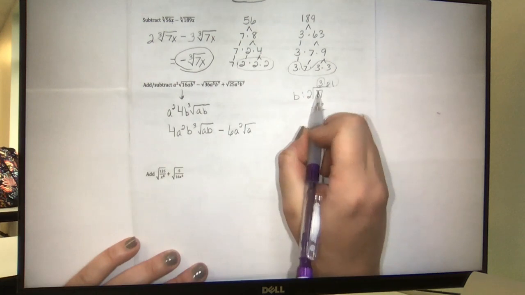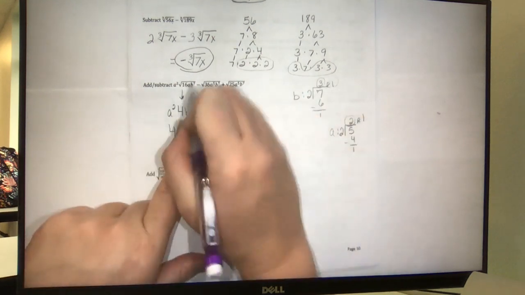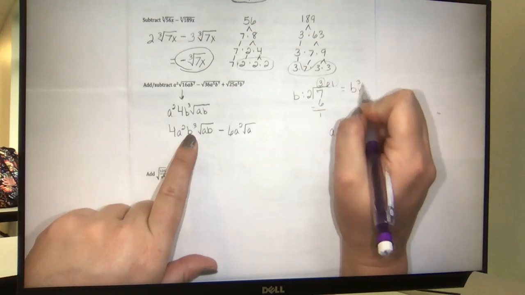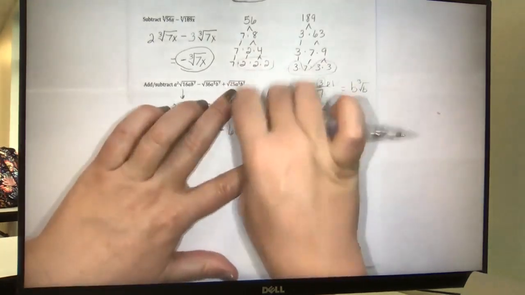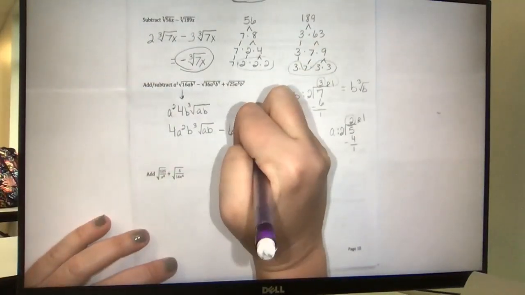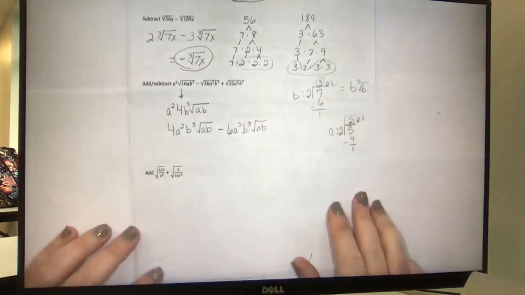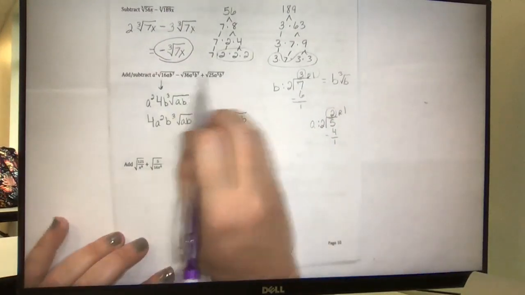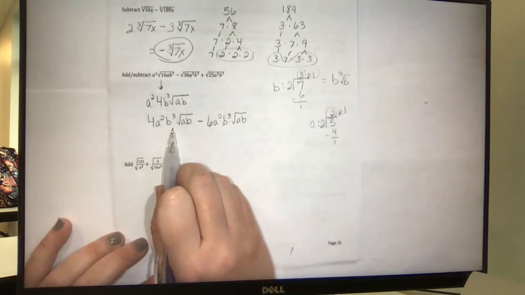Well, we already handled b to the 7th. Remember what b to the 7th was over here? B to the 7th ended up being b cubed square root of b. So I'm going to put b cubed on the outside and b underneath with my a. So I just handled b to the 7th the way that we did it over here.